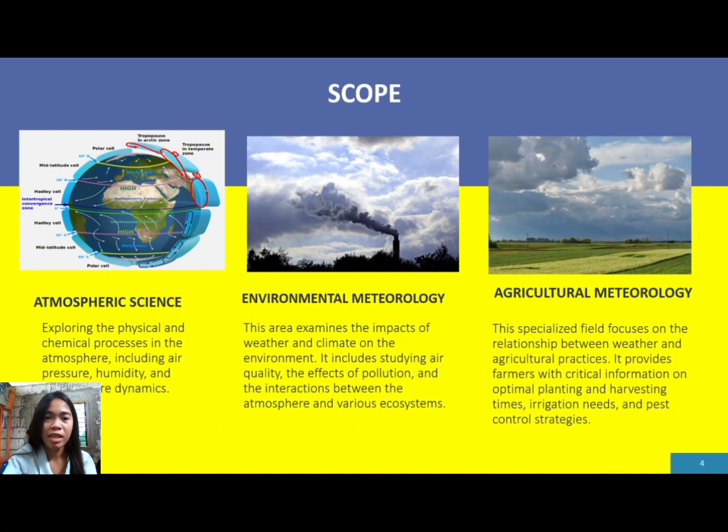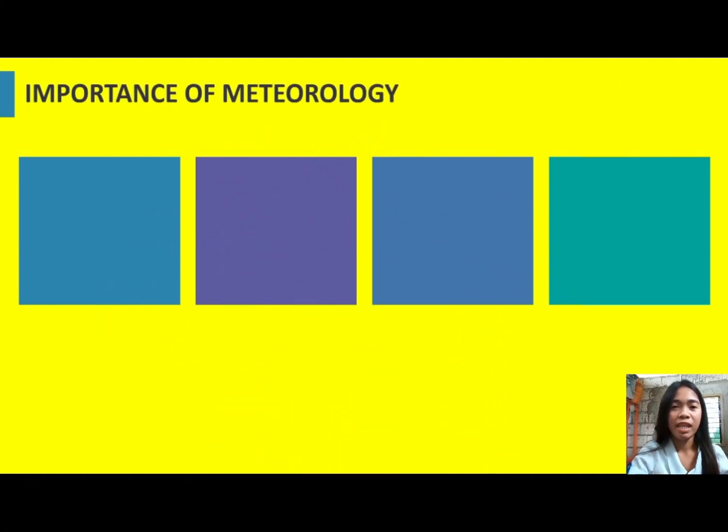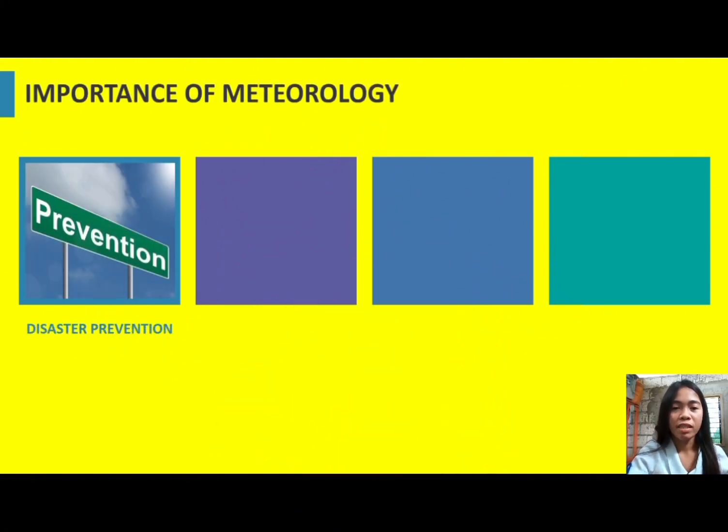In this area, agricultural meteorology is the study of the relationship between weather and climate and agricultural production, including the impact of weather on crops, livestock, and soil conditions. Now, let's move on to the importance of meteorology. Meteorology plays a vital role in our daily lives, such as disaster prevention.